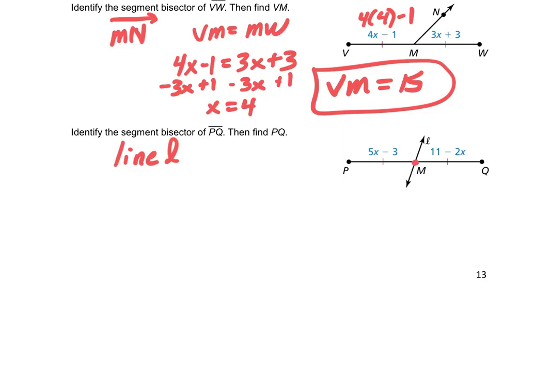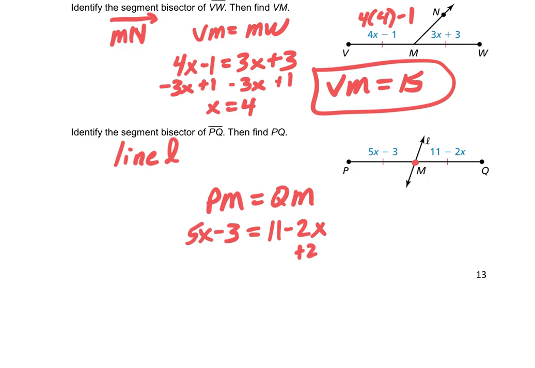Okay, once again, we know PM and QM are congruent, so I'm just going to make a statement here that says PM is equal to QM. PM is 5x minus 3. It's labeled on the picture. QM is 11 minus 2x. And then we can solve it. Okay, what would be the first step that I would do to solve this equation? Add 2x to the other side, that'll work. Okay, and there's more than one way to go about this, but that would be one place to start.